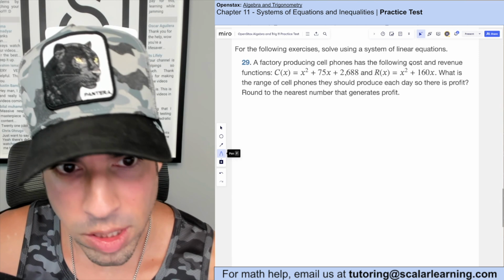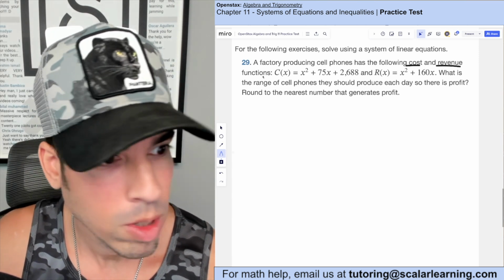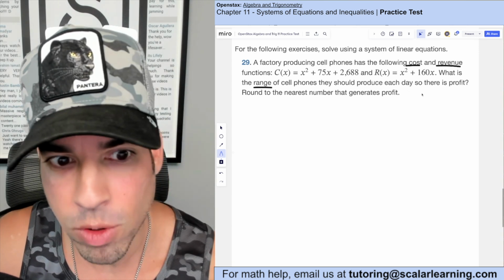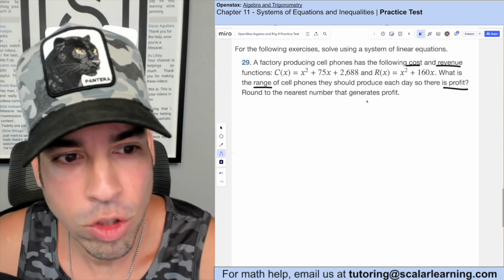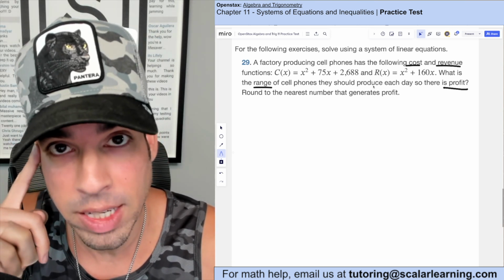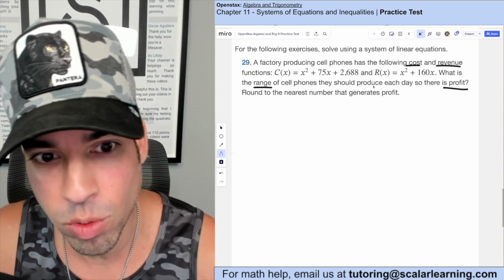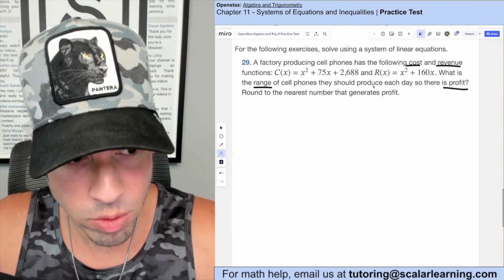A factory producing cell phones has the following cost and revenue functions. Boom and boom. What is the range of cell phones they should produce each day so that there is profit? So what we're trying to do really here is just figure out the intersection points, okay? And then once we figure out the intersection points when cost is equal to revenue, we got to look at the zone where the revenue is above the cost.